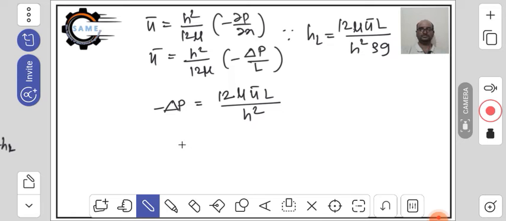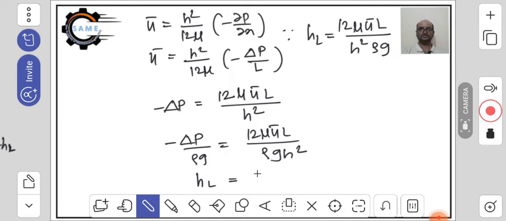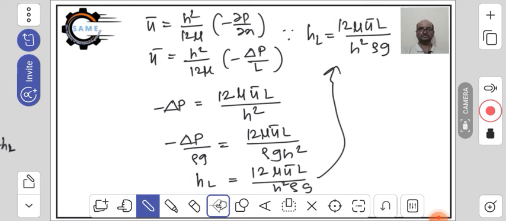Means, the head loss, if I divide this value by rho g, gives mu u bar L divided by rho g h square. This is what we just calculated, that is the head loss HL, which is equal to 12 mu u bar L by h square rho g. This is what I have written here. This is the head loss.